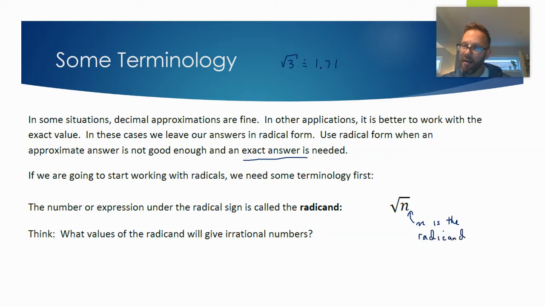It's the radicand of the radical. And we kind of already teased this already, but what values of the radicand will give irrational numbers? Or in other words, which values will give you rational numbers? If you want to pause and think about that, we already talked about it.